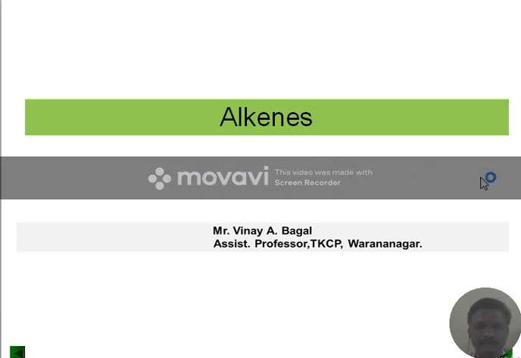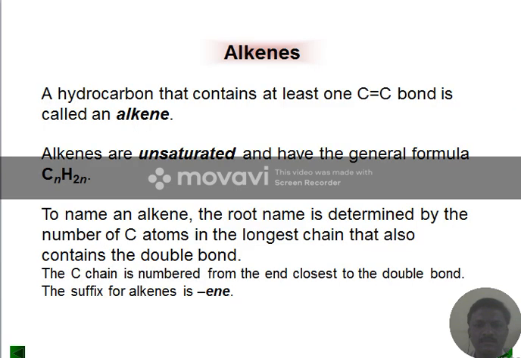We will continue the nomenclature of the alkane. After completion of this presentation, the learner must know about the nomenclature of the alkene, the IUPAC name, the numbering system, and to identify the name according to the structure.